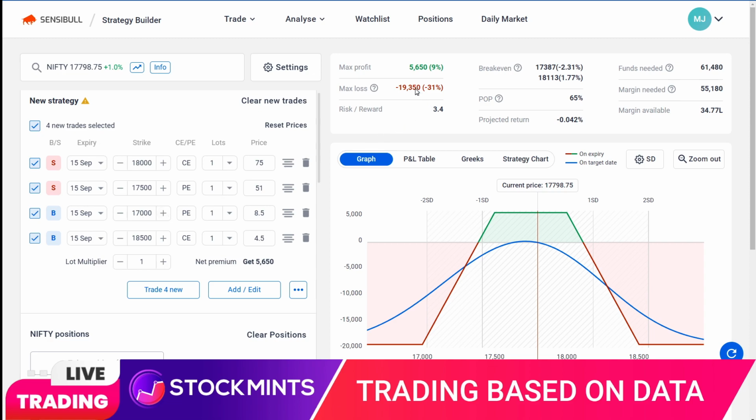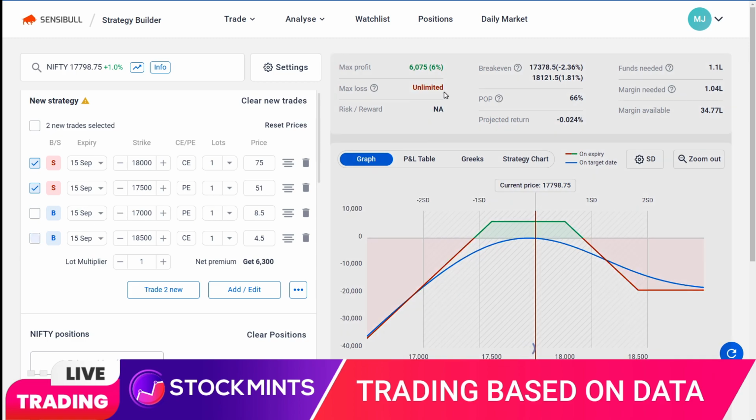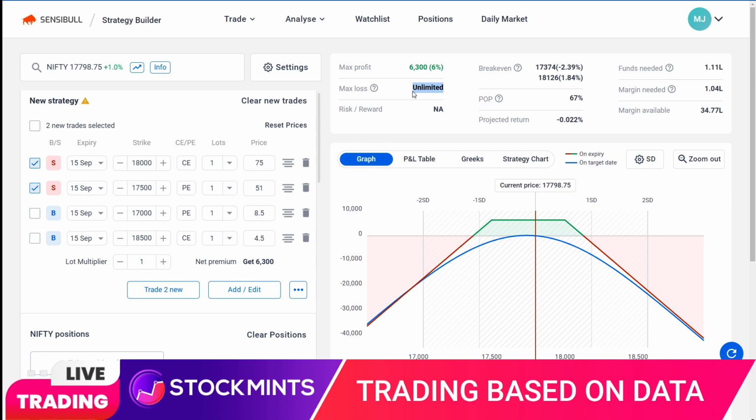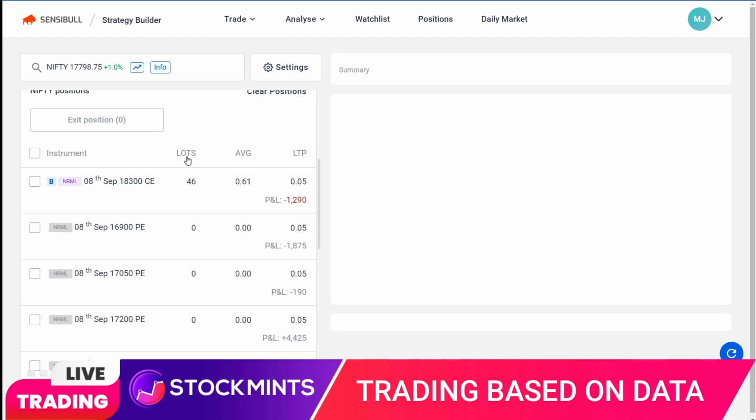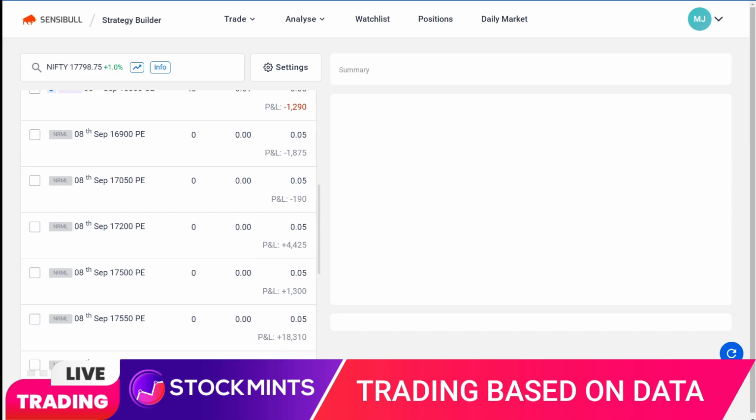So here you can see that the max loss is 19,000 and the funds needed is 61,000. If I untick the buying orders, you can then see the max loss has changed to unlimited and the funds needed has also doubled. So this is one basic concept. Keep this in mind, and then we'll look at all the trades that we made today and how we obtained the profits.